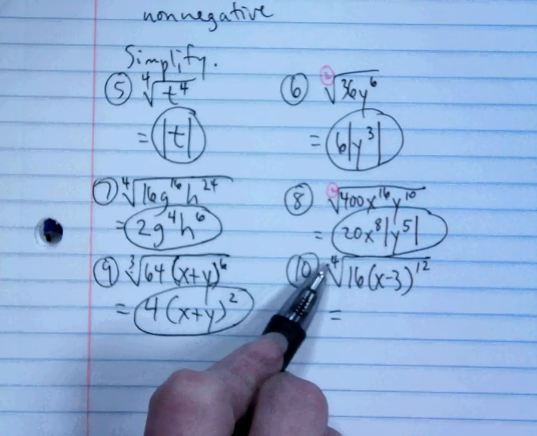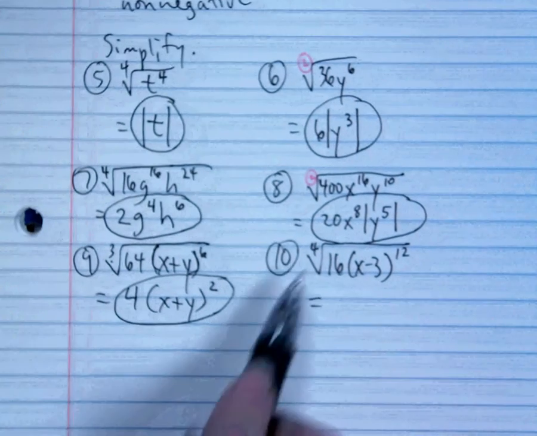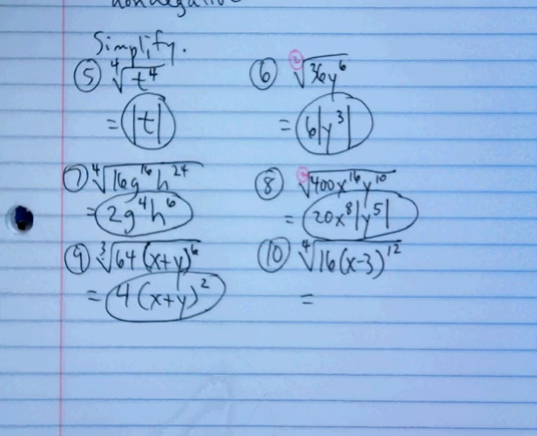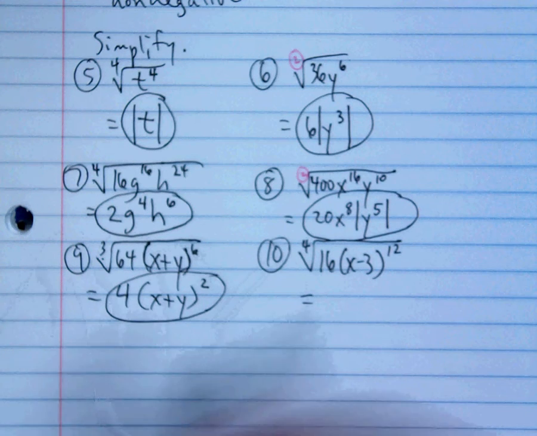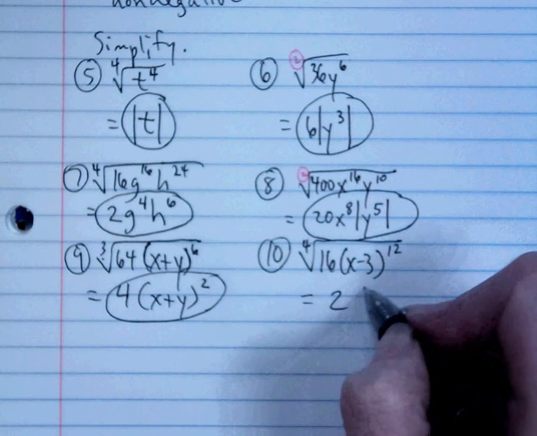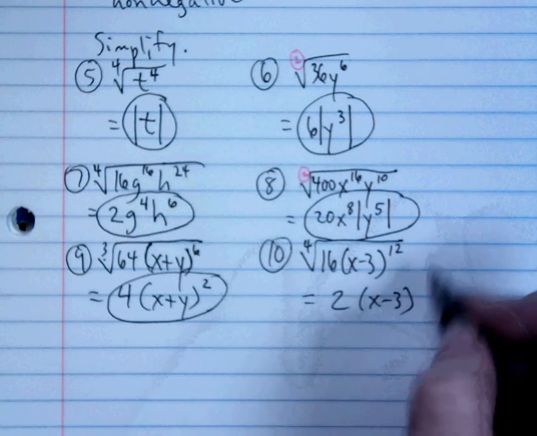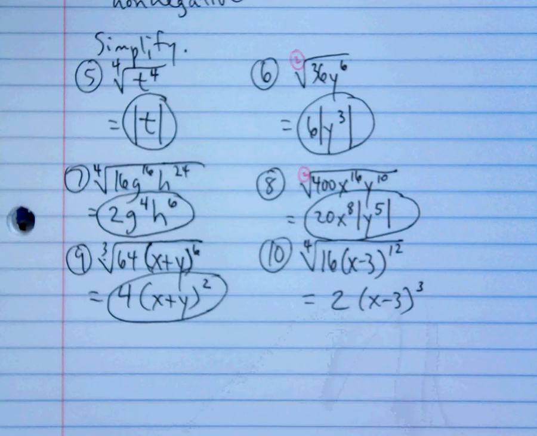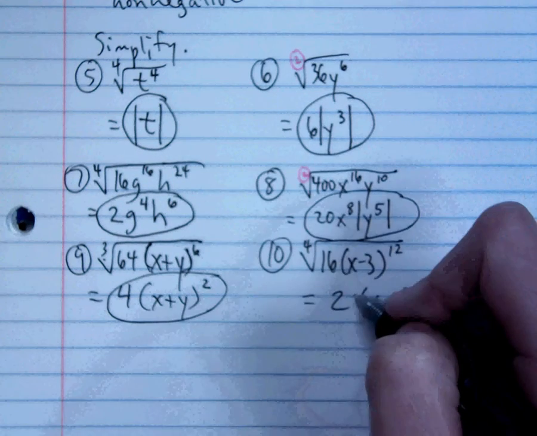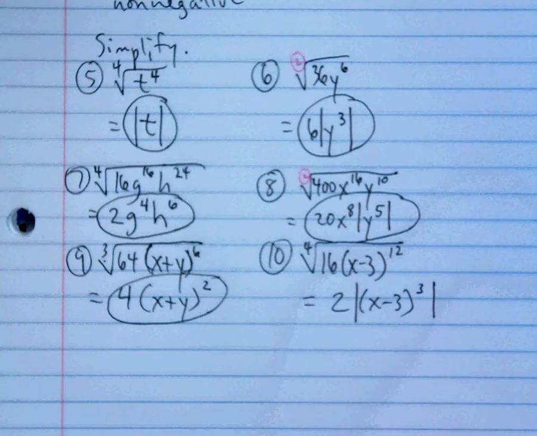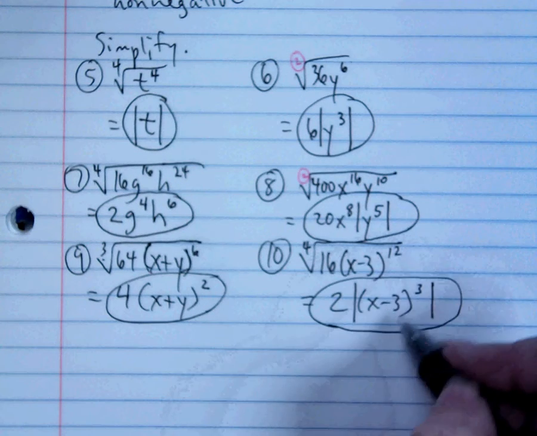Now I have an even index for number 10. So I'm taking an even root, so I have to think about things. We already did 4th root of 16 up here. It's 2. I have my x minus 3. 12 divided by 4 is 3. There's that odd power. That's a problem. This needs to be in absolute value bars. The 2 doesn't. Just what has the odd power, which was this whole thing.